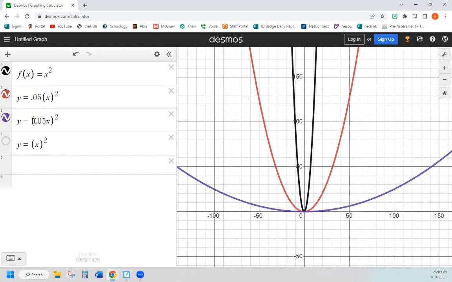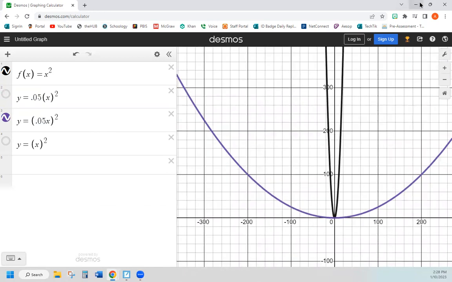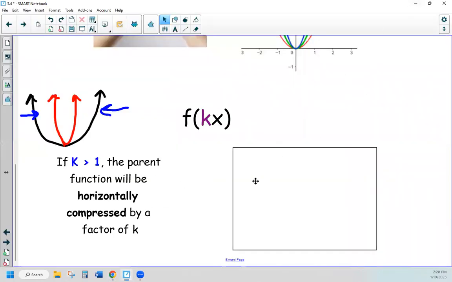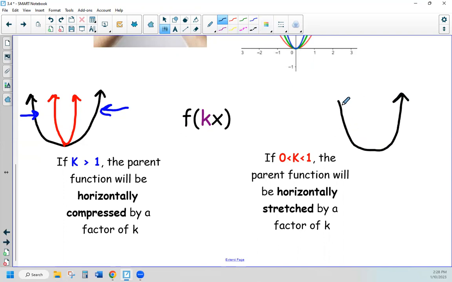Now, here it's a horizontal what? What can we do horizontally to the parent graph, the black one, to become the purple one? Well, we need to grab those arms and pull them out so they can extend out, get wider like the purple one. And that is called a horizontal stretch. So let's talk about it. If A, or whatever number we're multiplying in there, is a number from 0 to 1 or a decimal number, we're going to get a horizontal stretch.